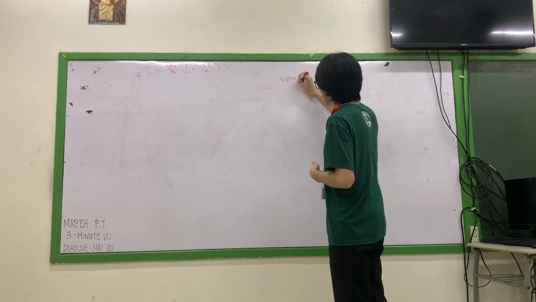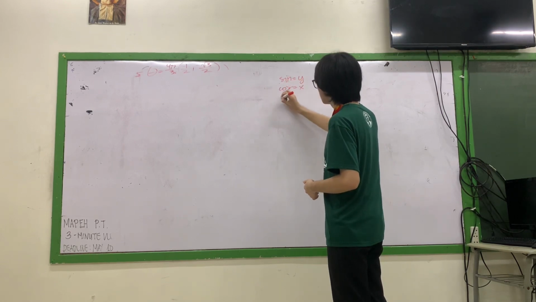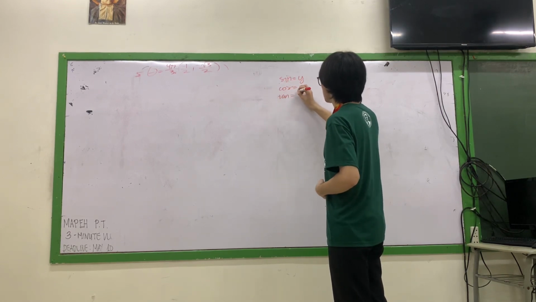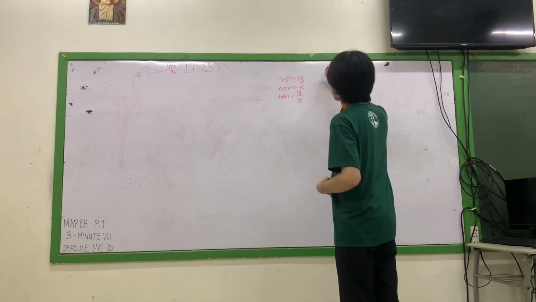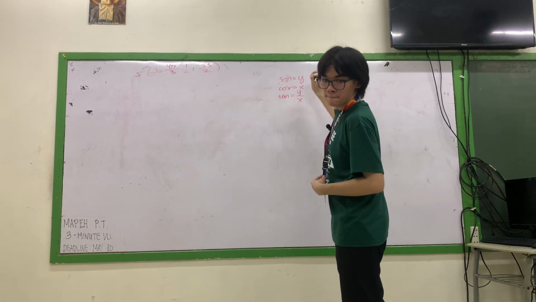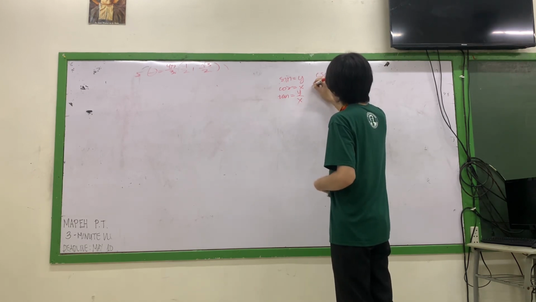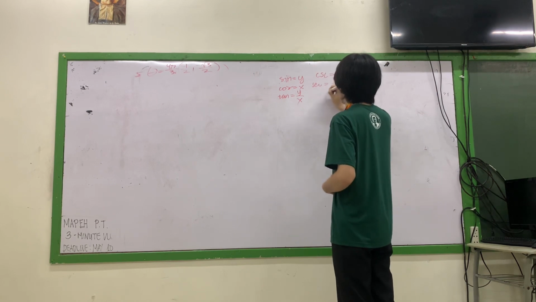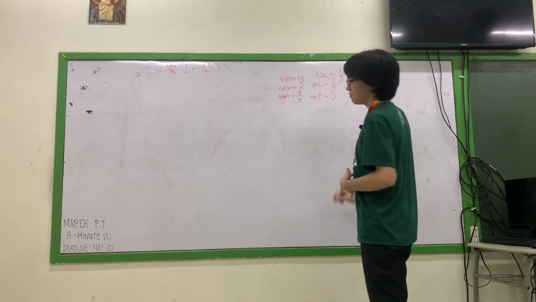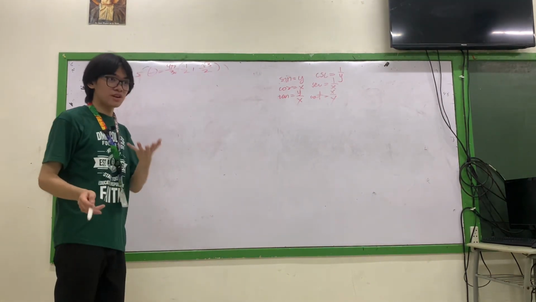Let's first write down each of the circular functions. Sine is equal to y, cosine is equal to x, tangent is equal to y over x, cosecant is equal to 1 over y, secant is equal to 1 over x, and cotangent is equal to x over y. Now we can simply substitute.